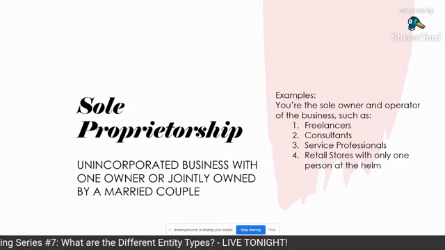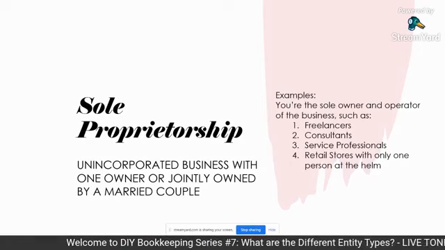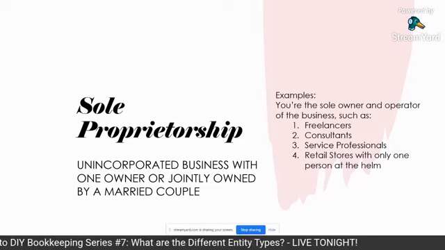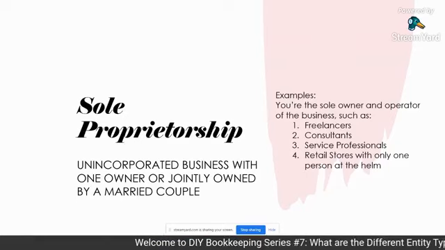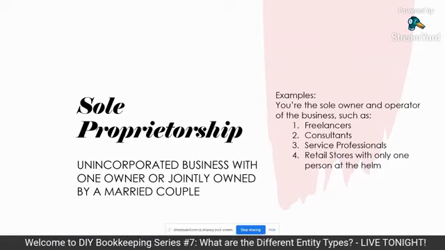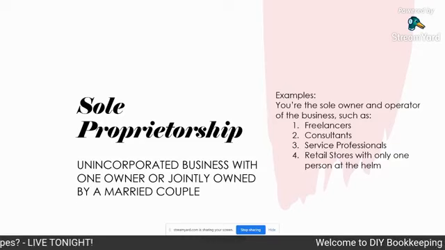Examples of being a sole owner and operator of the business could be that you're a freelancer, you're a consultant, a service professional, such as a hairdresser. Some retail stores, depending on how big they are and if they only have one person at the helm. So a retail store can be multiple different types of entities. It can be a sole proprietorship, it can be an LLC, it can be a corporation. Some of the places are nonprofits. We'll get into all of that here in a little bit.